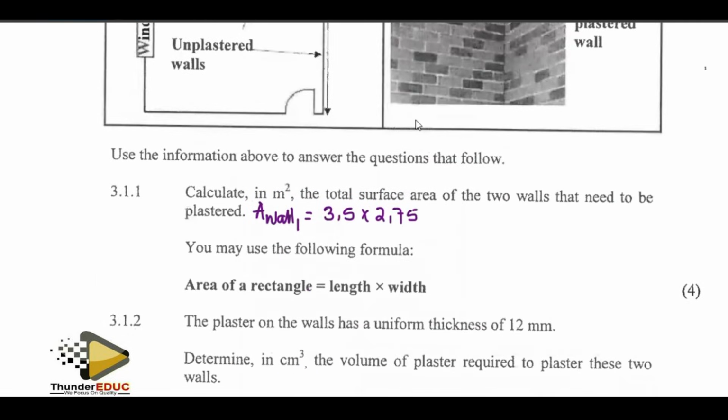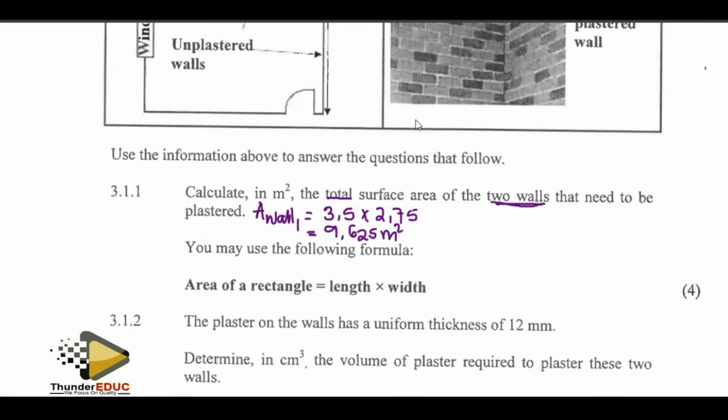So this is wall 1, which will be 3,5 times 7,5 times 2,75, sorry, times 2,75. You get the answer as 9,62. Don't forget, these are meters squared, but this is not the end. We are looking for the total surface area of the two walls.